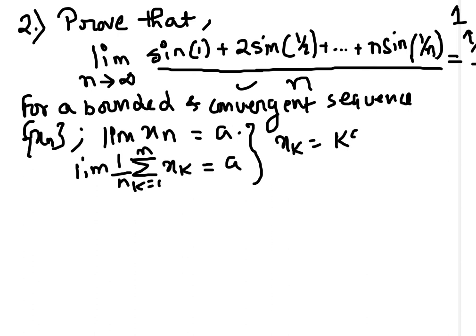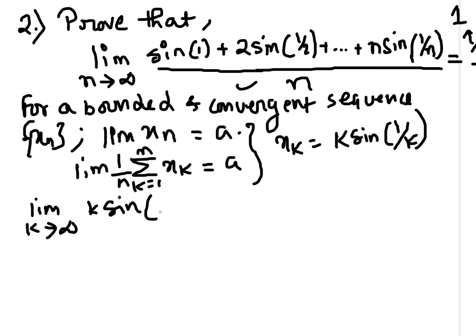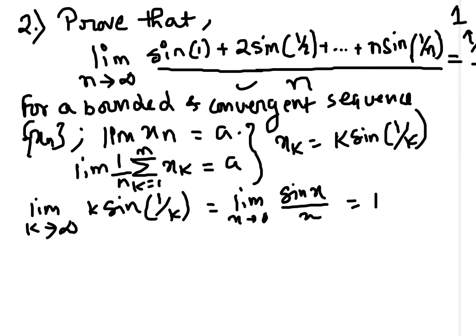x_k equal to k into sine of 1 by k, and indeed the limit of this is 1. If you have difficulties in proving that the limit is 1, and sorry for the background noise, I cannot control it right now: the limit as k tends to infinity of k sine of 1 by k, just put k equals 1 by x, so you will get the limit as x tends to 0 of sine x upon x, which indeed is 1. So x_k becomes 1. So this thing is exactly our problem, which also becomes 1.